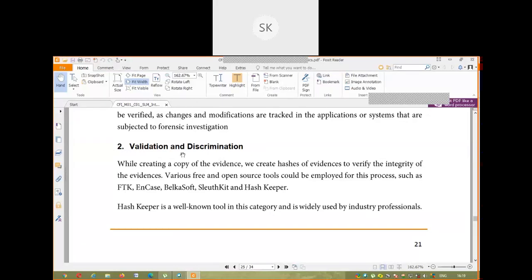This tool is very important for data validation and discrimination. Hashkeeper, remember, validation and discrimination. What is it basically used for? You need to remember this, Hashkeeper.